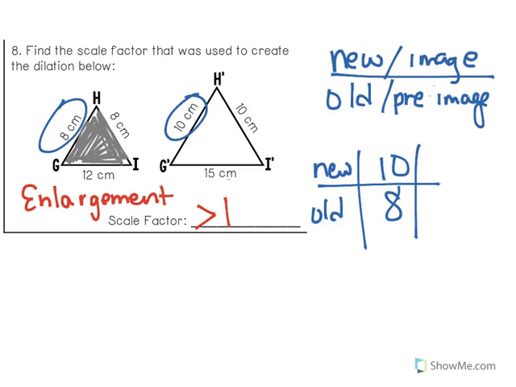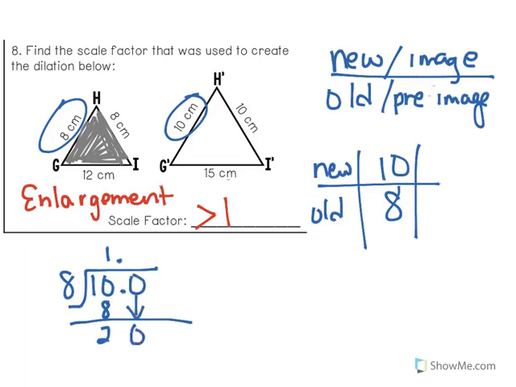So I can divide it. 8 goes into 10 one time. That gives me 8. I get 2 left over. Bring my decimal up, and my 0. 8 goes into 20 2 times. 16. 4. Bring down another 0, and it goes in 5 times. So I know my scale factor is 1.25.